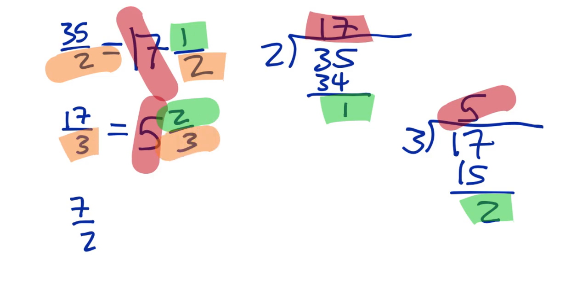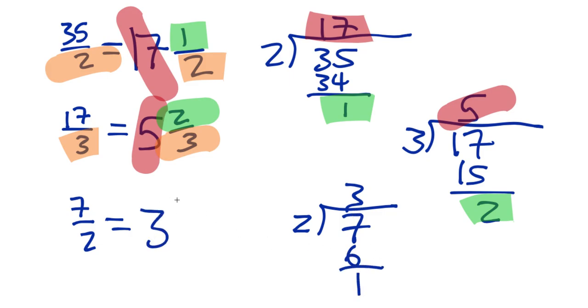Okay. Now, one last example, 7 over 2. What will that be? Well, that'll be 2 into 7. Looks like that goes 3 times. Gives me 6 here. 7 minus 6 is 1. So 1 is the remainder. So the answer will be 3 and 1/2.